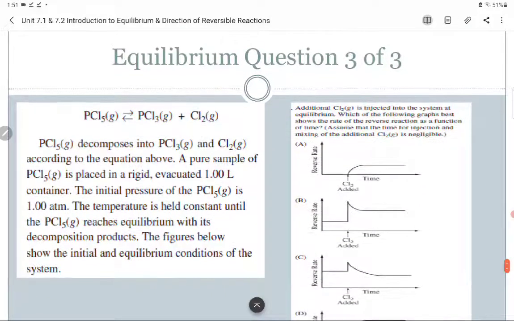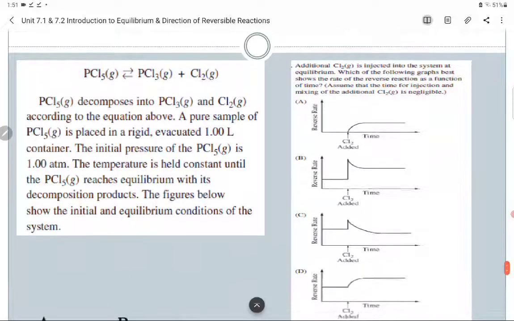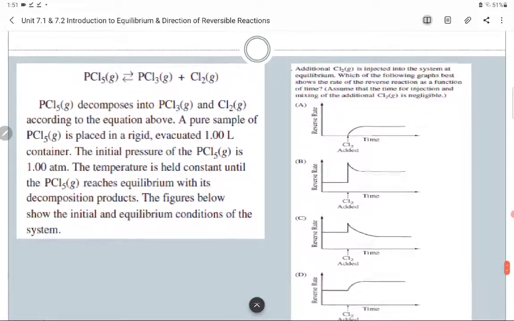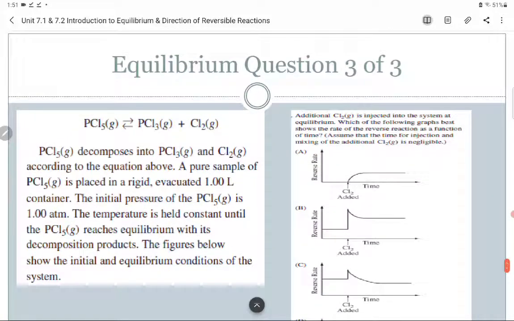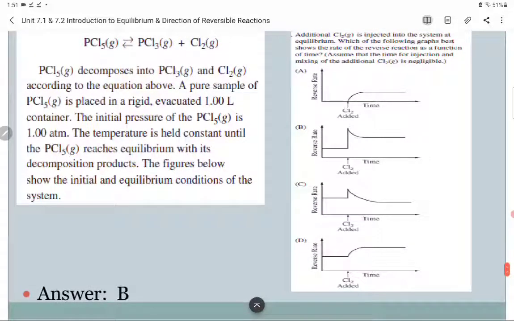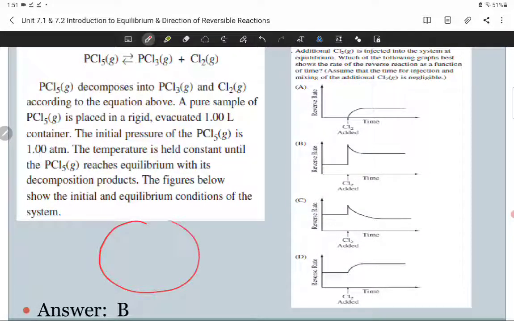Okay. And our third question, still the same reaction, but now it looks like we have to look at something graphically here. Additional Cl2 was added. So now we have a situation. Here's our, let's make a flask over here. And we have in this flask PCl5. We have PCl3, and we also have Cl2.